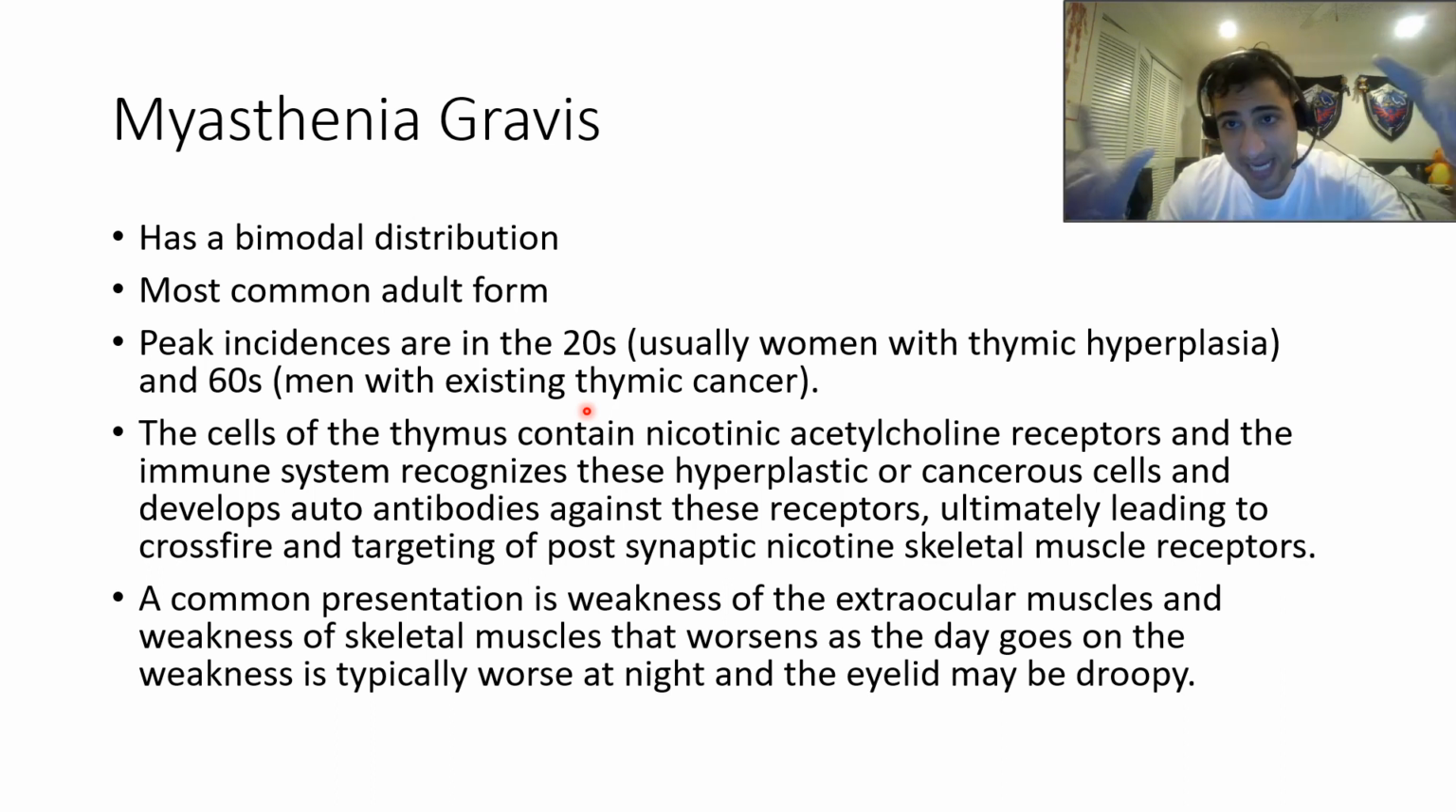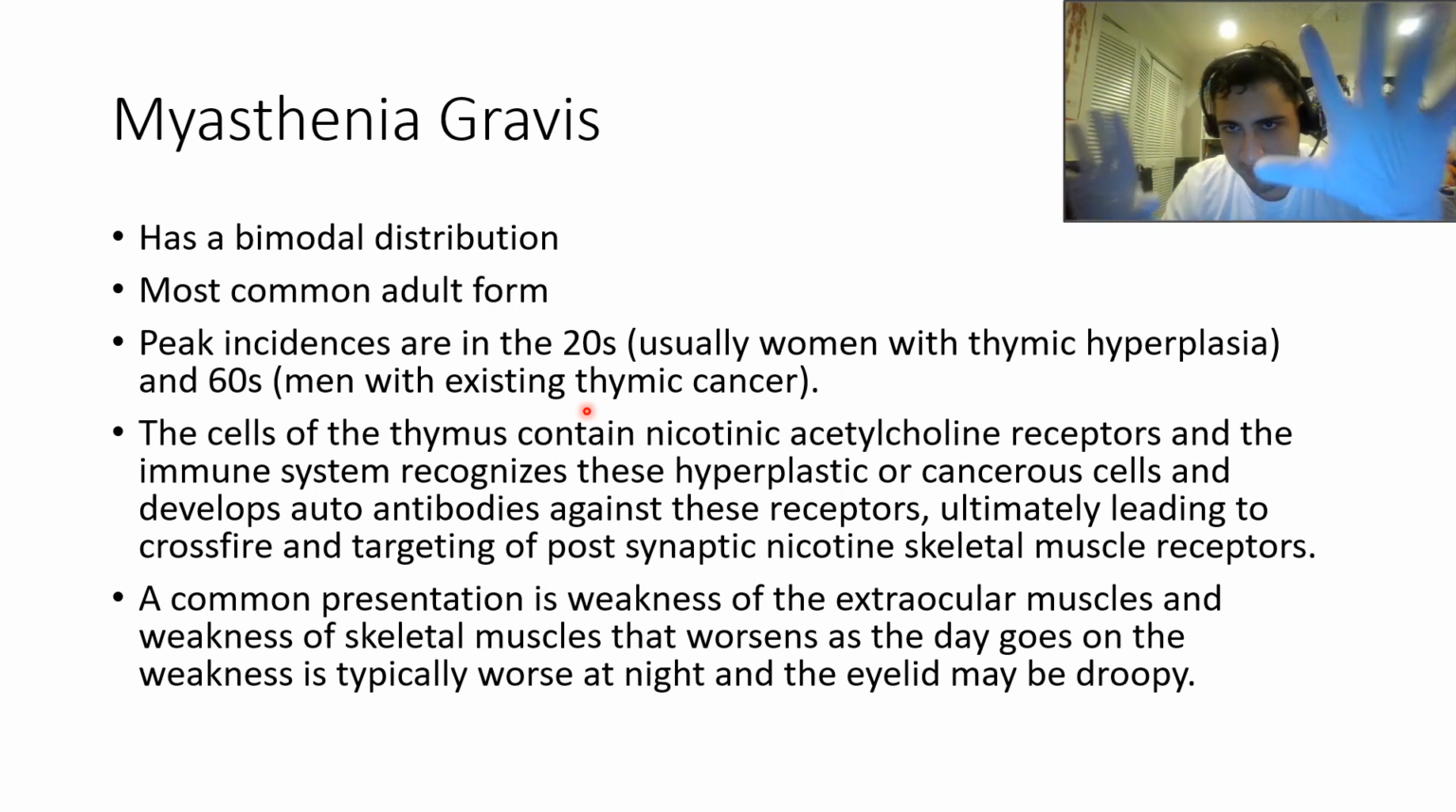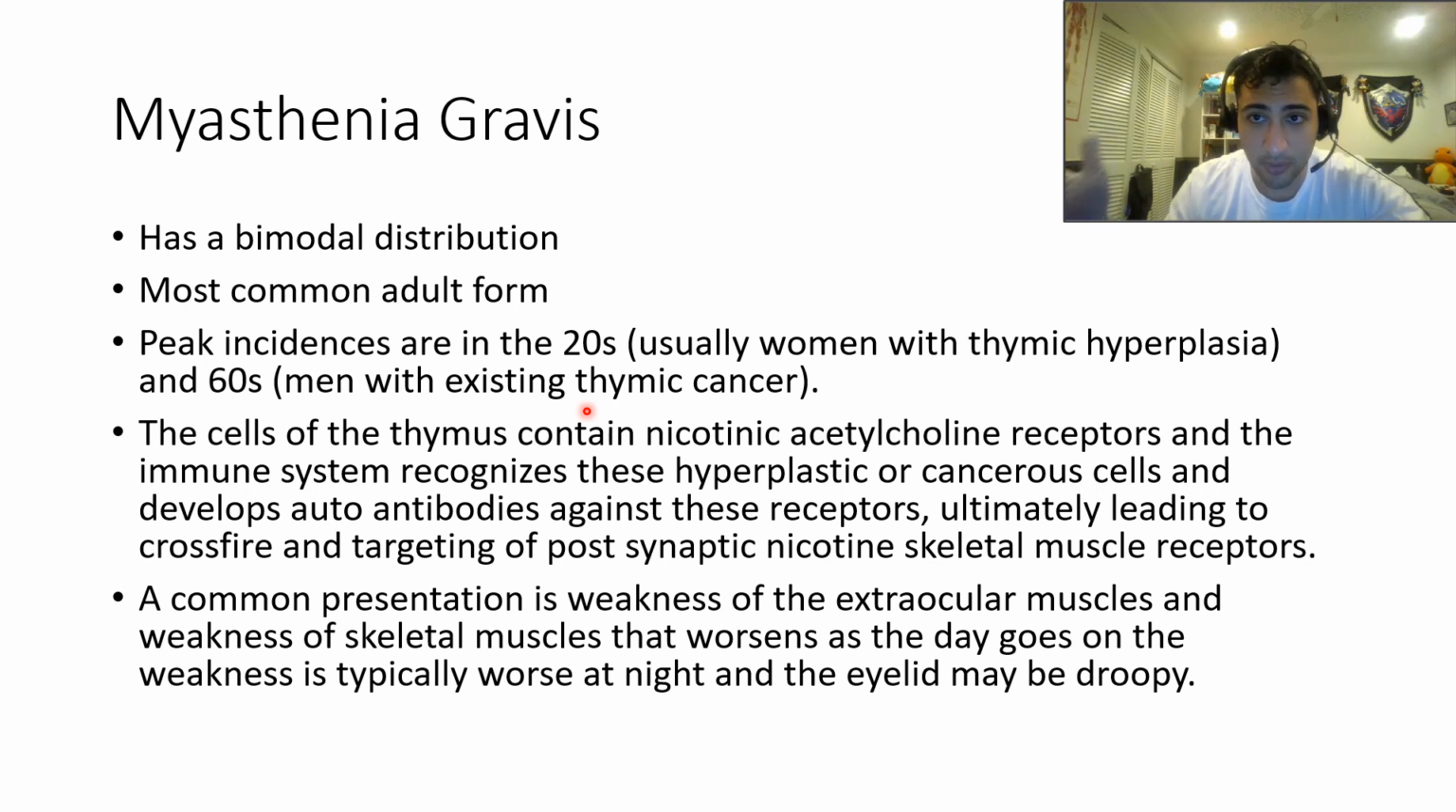In both scenarios, the cells of the thymus contain nicotinic acetylcholine receptors, and the immune system recognizes the hyperplastic or cancerous cells and develops autoantibodies against these receptors. That causes crossfire. And so instead of targeting what it's recognized as abnormal, the nicotinic acetylcholine receptors in the thymus, it's going to recognize the nicotinic acetylcholine receptors in the postsynaptic nicotinic skeletal muscle receptors.